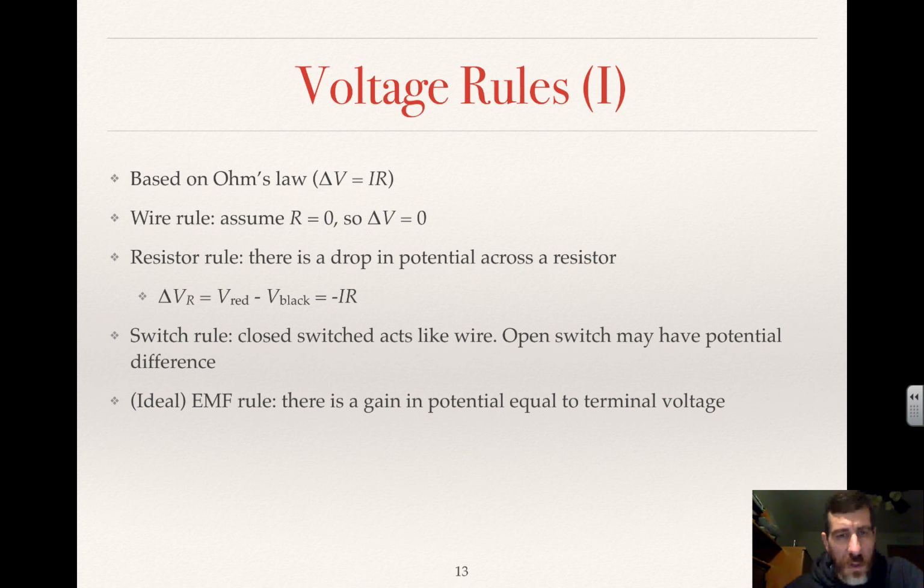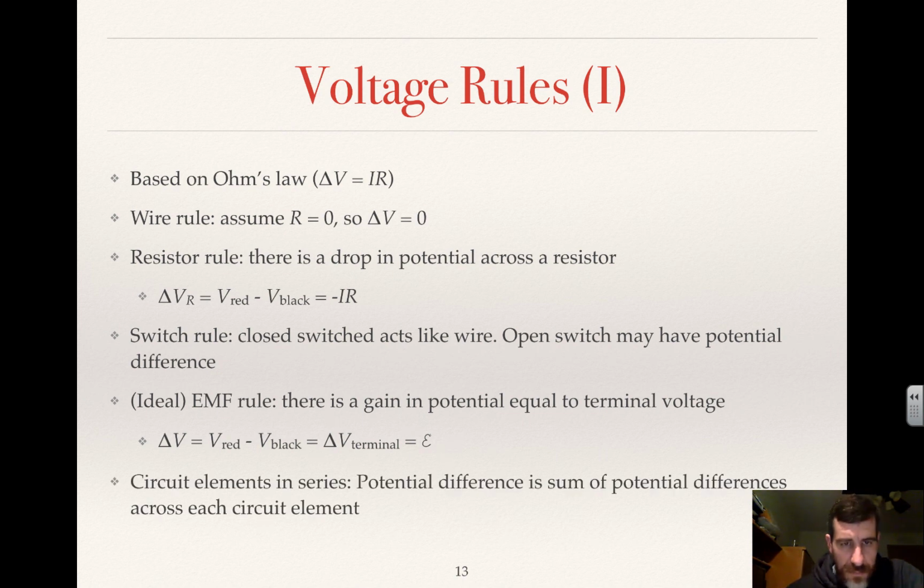The EMF rule, again, for ideal EMF devices, says that there's a gain in potential equal to the terminal voltage. And we'll talk a little bit about non-ideal EMF devices also. So the potential difference is just the terminal voltage.